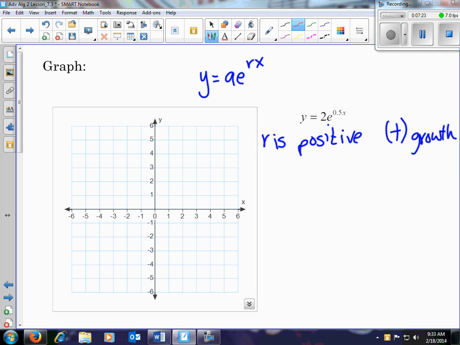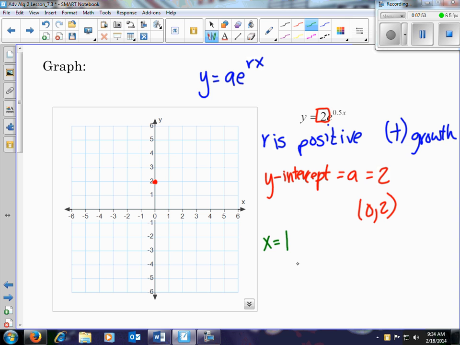So my y-intercept is equal to a. A is 2 because a comes before my e. So my a value is just 2. So my y-intercept is going to be (0, 2). So I'm going to be at 0, and I'm going to go up 2 to here. Now I'm going to pick another number. I'm just going to pick x is equal to 1.